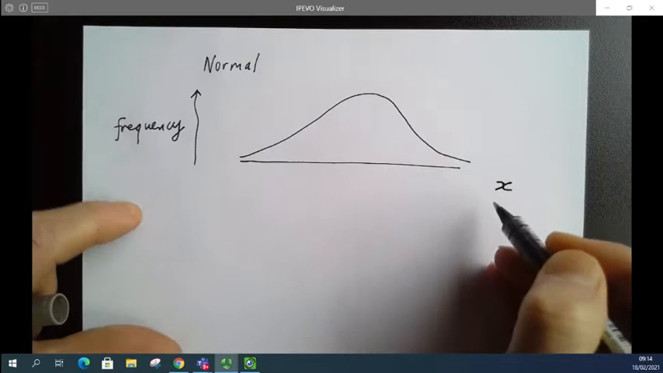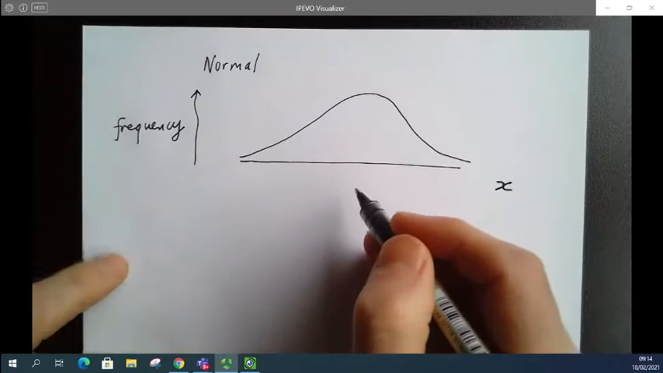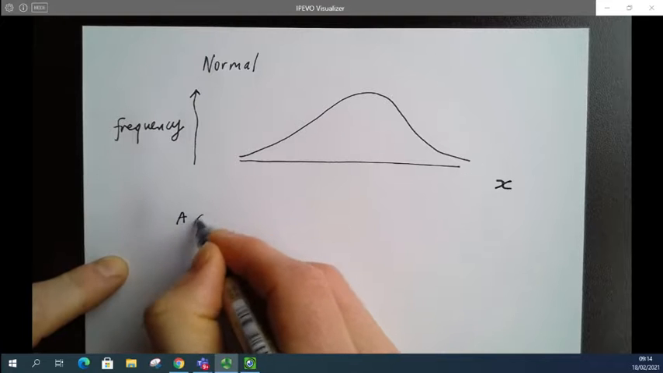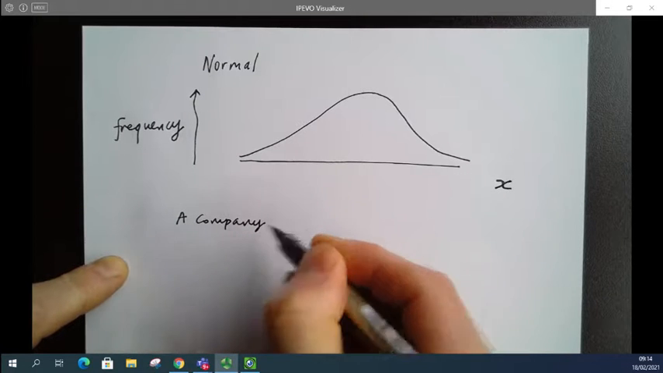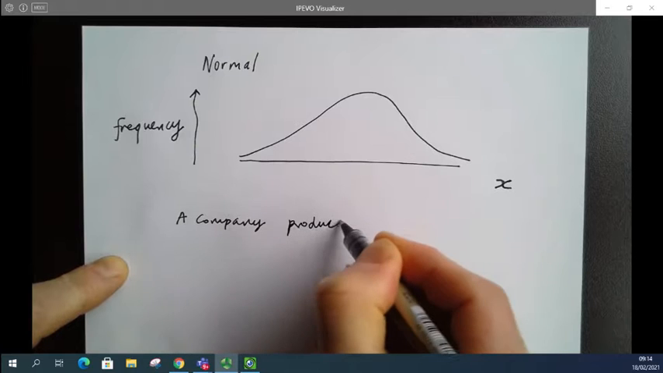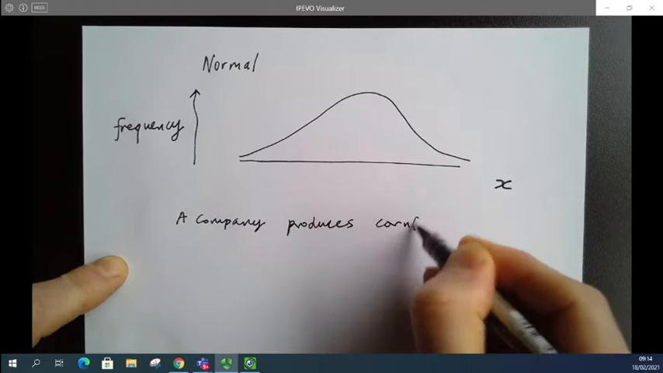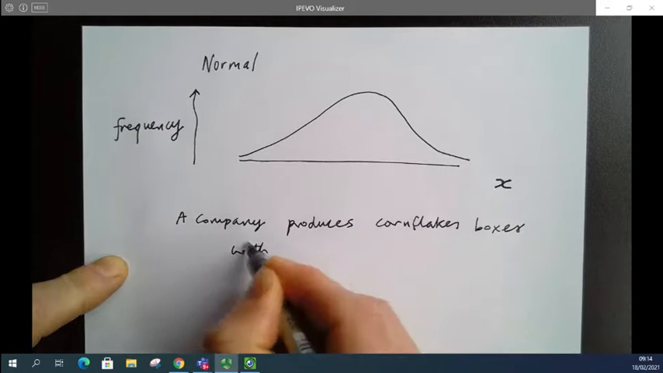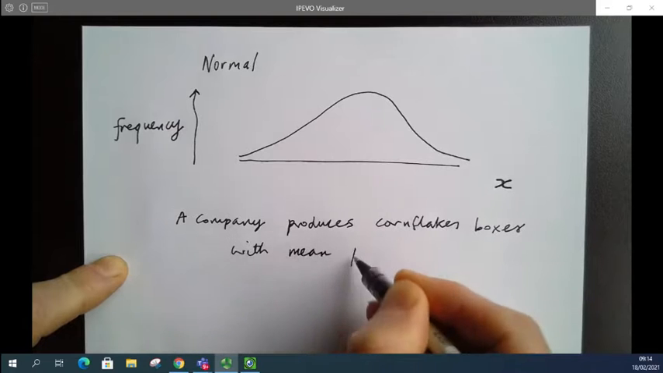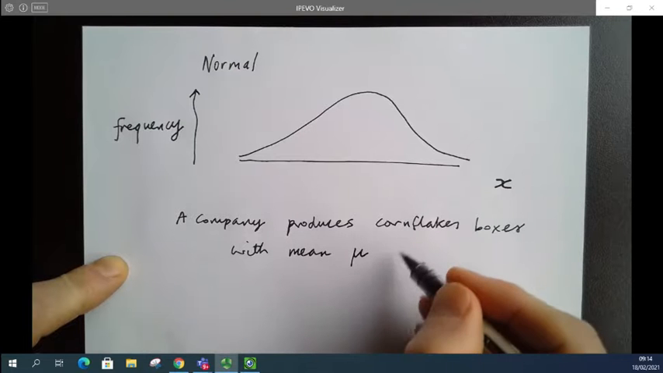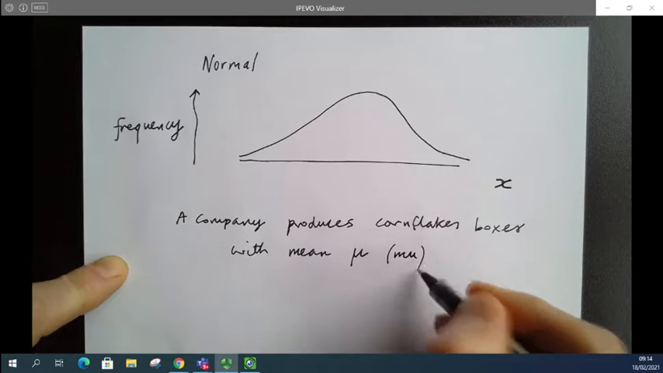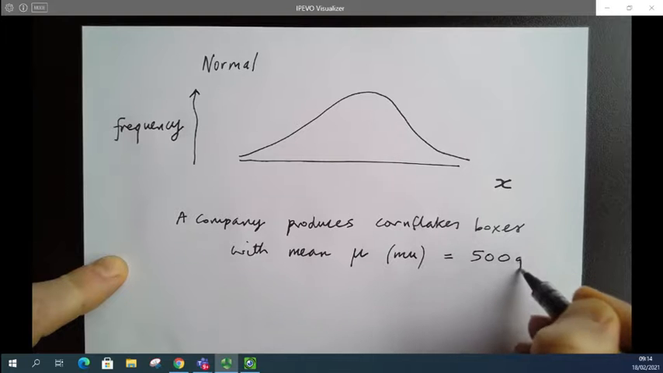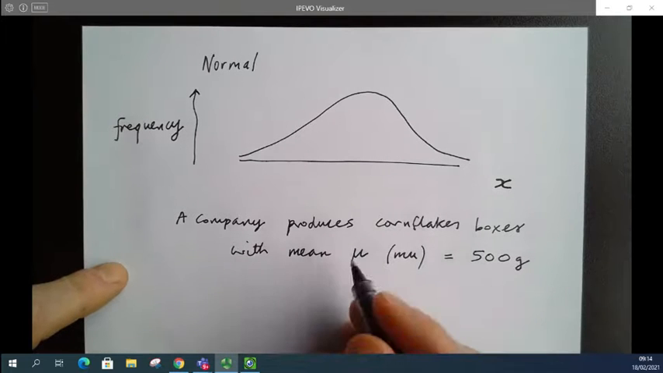I'm going to do loads of different examples, but we're going to start off with one. Imagine a manufacturing company produces boxes of cornflakes. So let's just write this example. A company produces cornflakes boxes with mean, we're going to call the mean here mu. I'll just do in brackets mu. It's a Greek letter. And let's say that they're set to be 500 grams. So it's a manufacturing environment and they're trying to make these 500 grams.